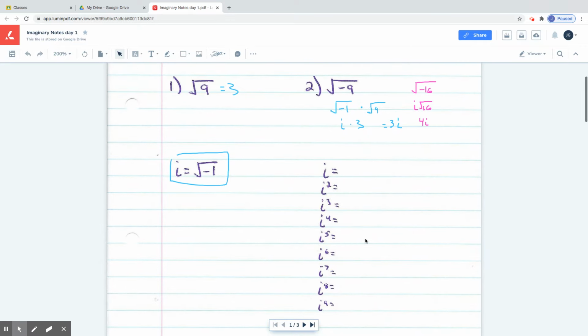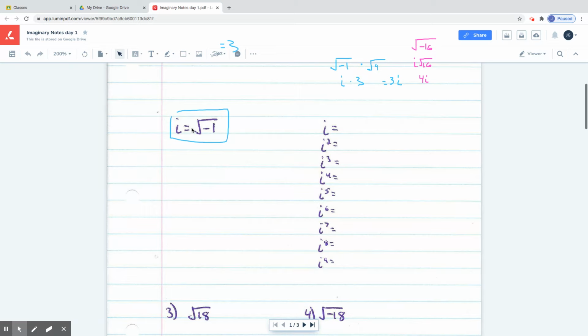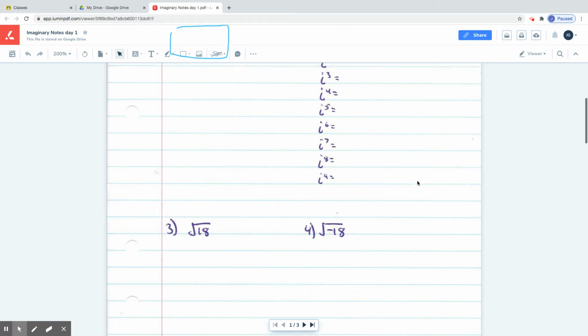Now I'm going to come back to all of this in a second, because i means the square root of negative 1.